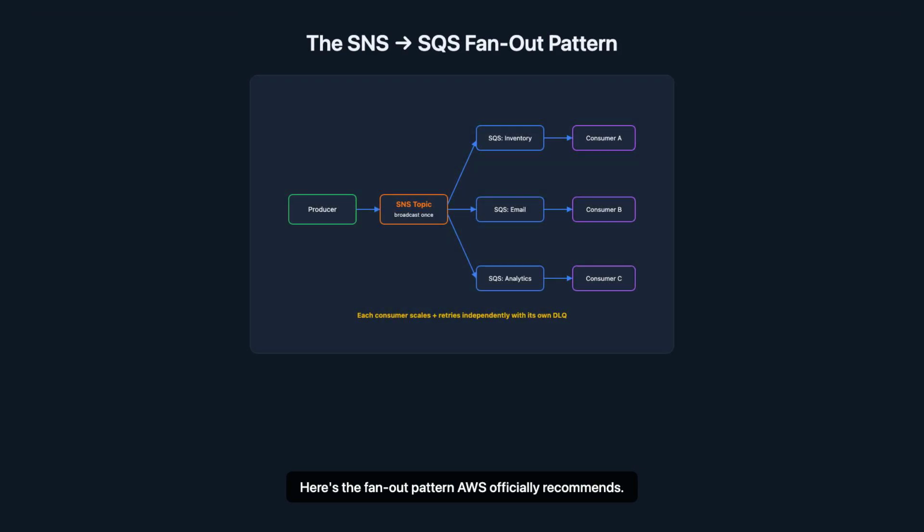Here's the fan-out pattern Amazon Web Services officially recommends. Imagine an e-commerce order pipeline. A producer publishes one order-placed event to an SNS topic. SNS broadcasts that single event to multiple SQS queues, one for inventory, one for email, one for analytics. And on the right, each consumer reads from its own queue independently.